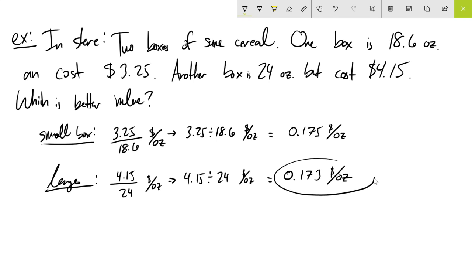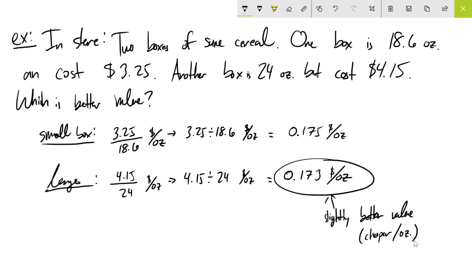Yeah, this one right here, this one is not much, but this one is the slightly better value, right? Because it's cheaper per ounce. And so unit rates help us compare things that are in different sizes. This is why we work with unit rates. Like if you're looking at different cars to purchase, you can compare miles per gallon, and you want high miles per gallon. So those are unit rates.